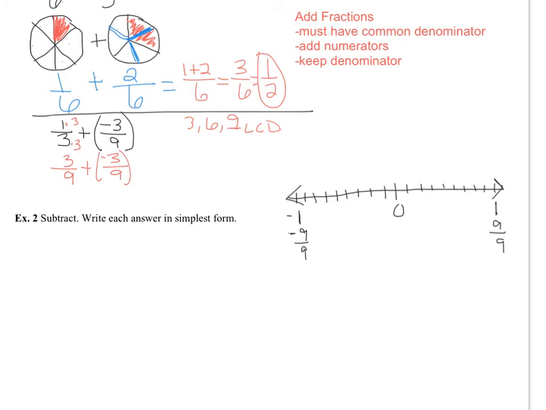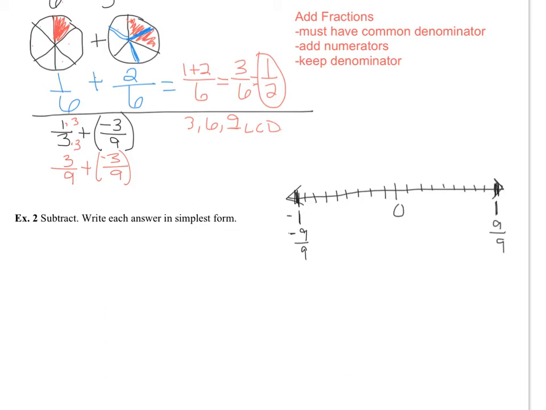All right, so instead of drawing pizza for you this time, because a negative slice of pizza would be kind of weird, I drew a number line off to the side here. I have 9/9 right here at the end being my 1, and on the opposite side I have -1 representing negative 9/9. So I can draw this on a number line just like we did with our whole numbers and our integers.